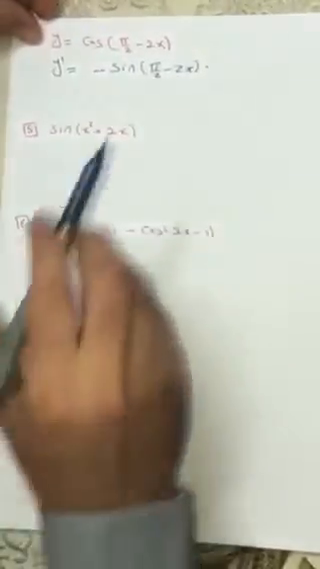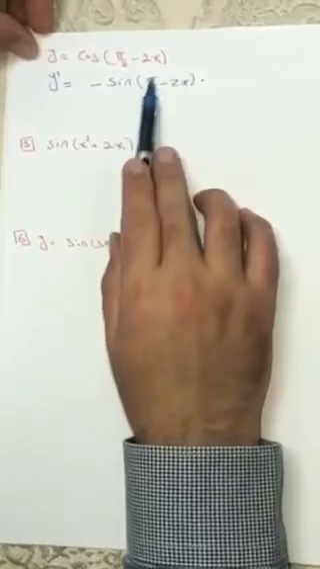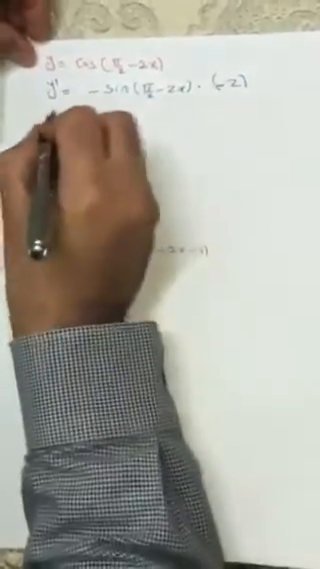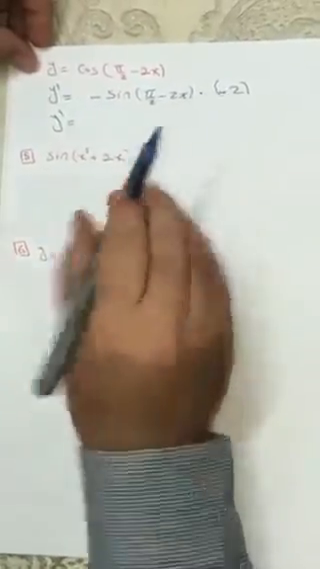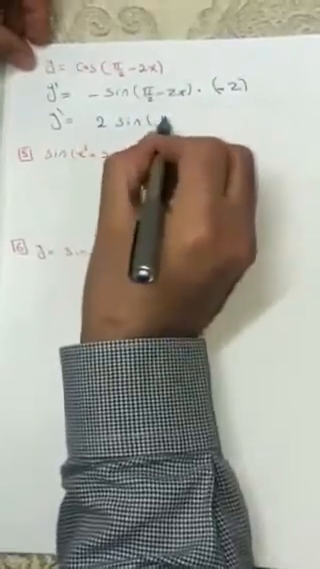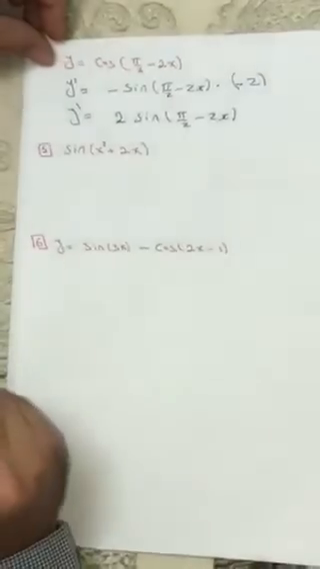Then derivative of angle, pi over 2 is a constant because it's 180 over 2, which is 90, minus derivative 2x, derivative of negative 2x is negative 2. Now you can simplify. Negative sine multiply negative 2. Negative multiply negative is positive 2 sine pi over 2 minus 2x. This is the simplest form.